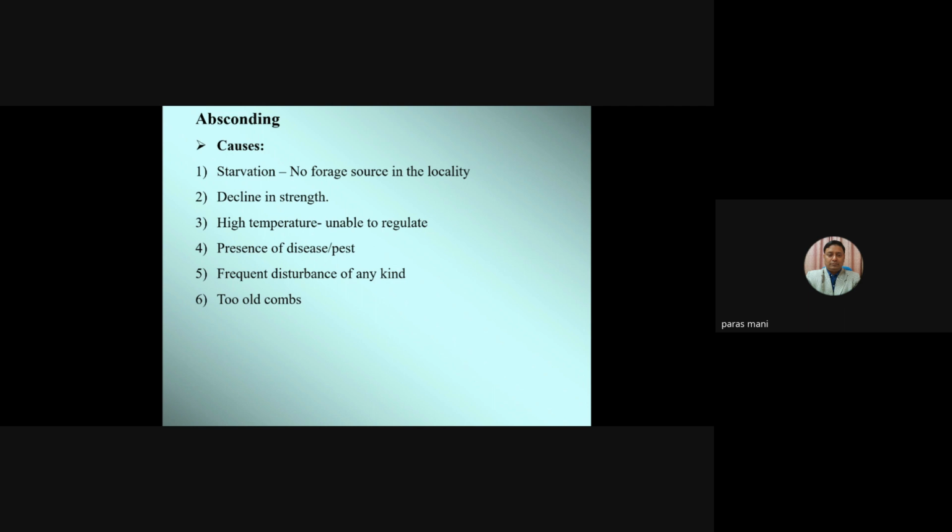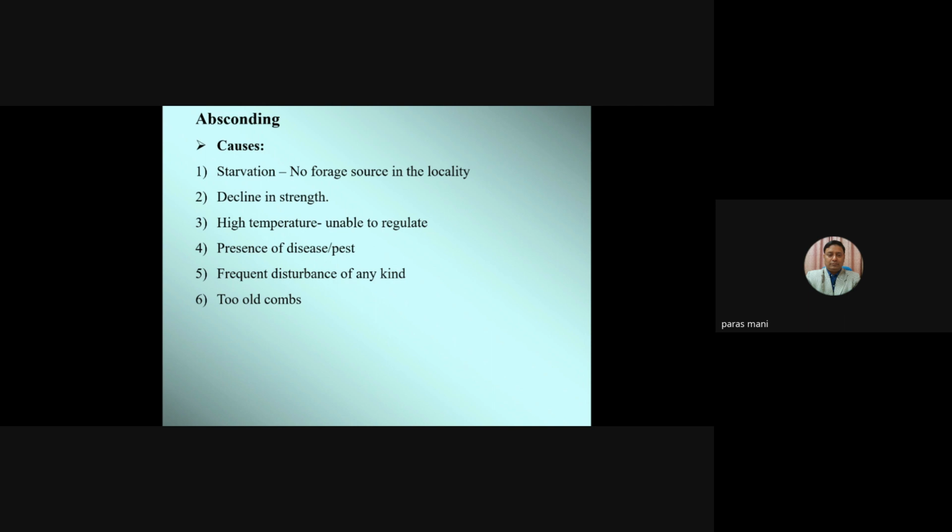And high temperature, unable to regulate. In such conditions, the bees leave the colony. Presence of disease or pest, bees leave the colony. Frequent disturbance of any kind, maybe while monitoring or else due to movement of animals, domestic or wild animals, the bee box, if it is disturbed even by monkeys or any kind for that matter, any disturbance to the colony, then the bees tend to abscond.